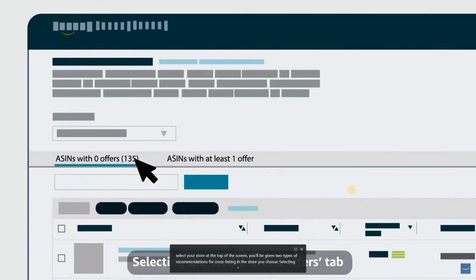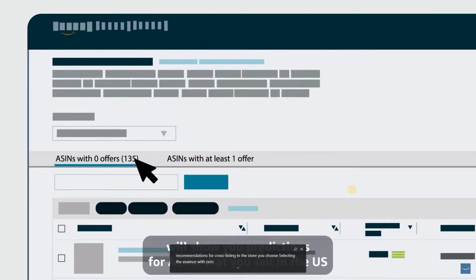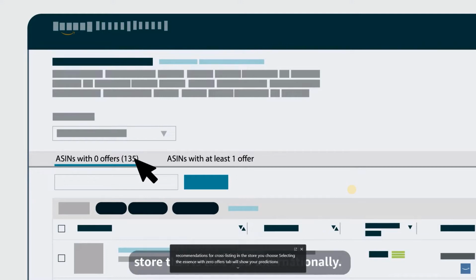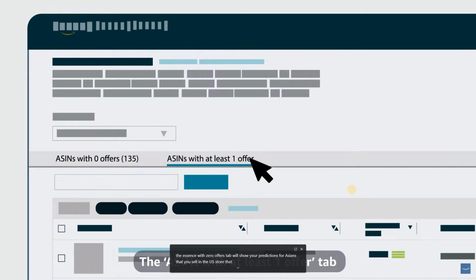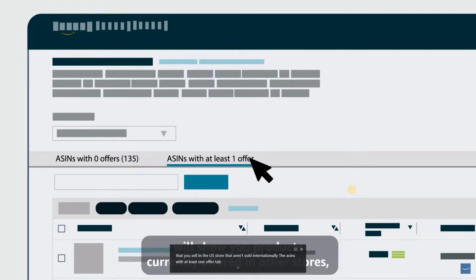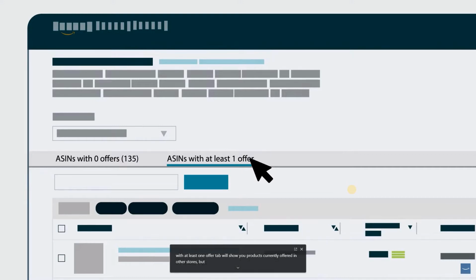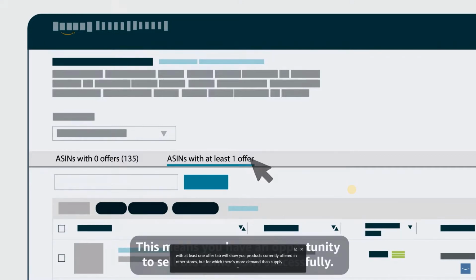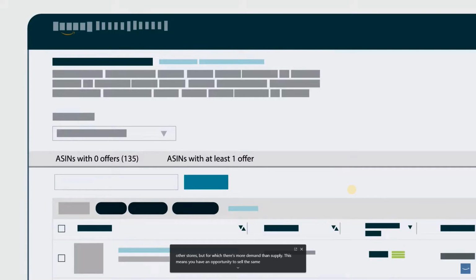Selecting the ASINs with Zero Offers tab will show you predictions for ASINs that you sell in the US store that aren't sold internationally. The ASINs with at least one offer tab will show you products currently offered in other stores, but for which there's more demand than supply. This means you have an opportunity to sell the same ASIN successfully.